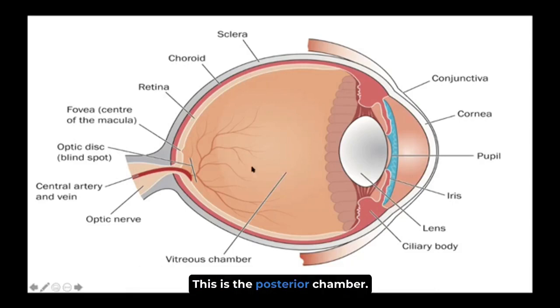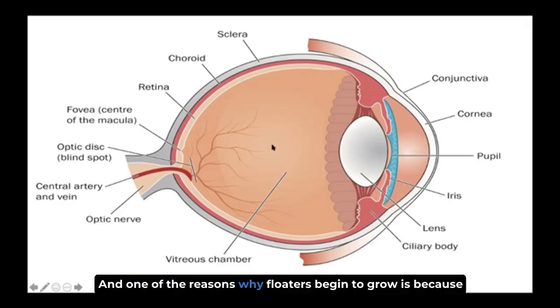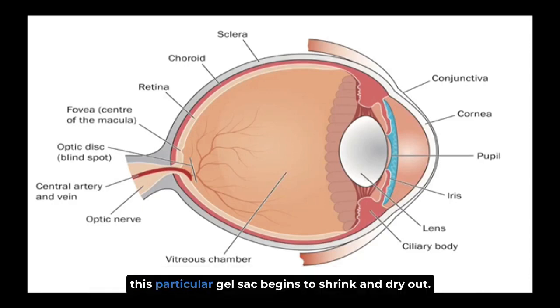This is the posterior chamber. This is the place where the floaters live. You know, those squiggly, spirally, very irritating specks that start to form. And this is a collagen filled gel sac. And one of the reasons why floaters begin to grow is because this particular gel sac begins to shrink and dry out.